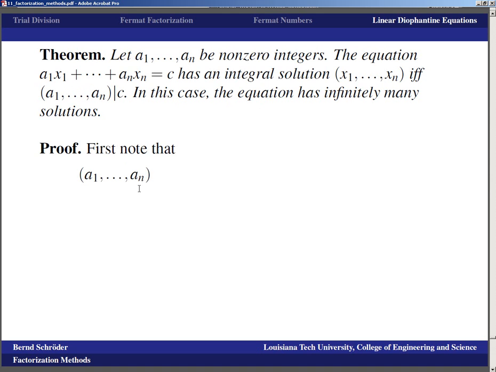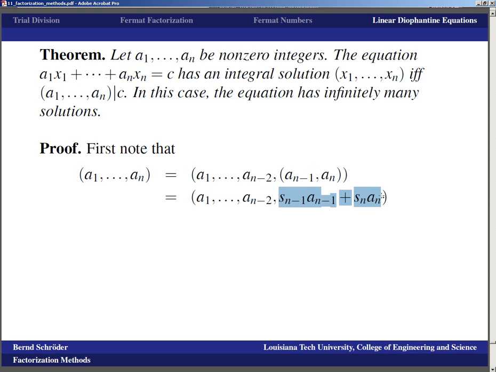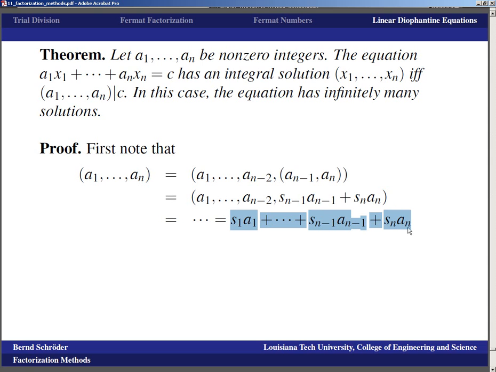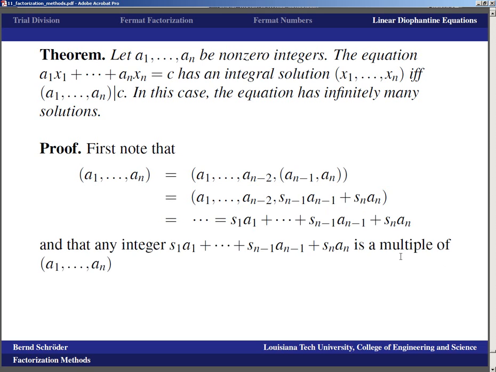So first we note that the greatest common divisor of a1 through an is the greatest common divisor of a1 through an minus 2 and the greatest common divisor of an minus 1 and an. And that is the greatest common divisor of a1 through an minus 2 and some linear combination of an minus 1 and an. And now we can just keep doing this and end up with the fact that the greatest common divisor of a1 through an is also a linear combination of the a1 through an. And in fact, any integer of this form is a multiple of the greatest common divisor of a1 through an.